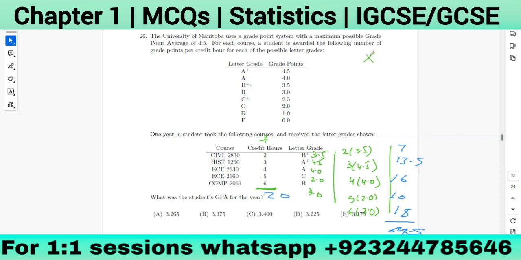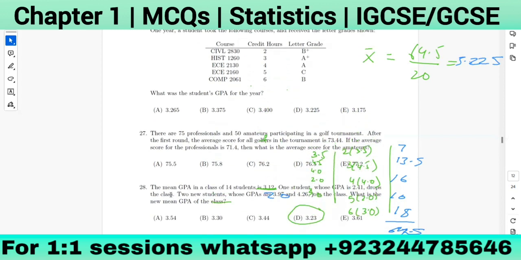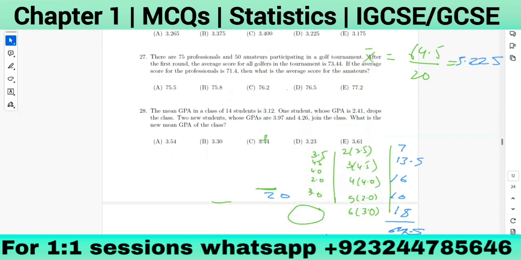So we have to find the mean basically. So student GPA is basically the mean. So it's 64.5 divided by 20. Okay, what is it? 3.225. Option D is the correct answer. So this is what we have done today. Remember that we have to add the credit hours. Are you done with this? Is there any confusion? No.